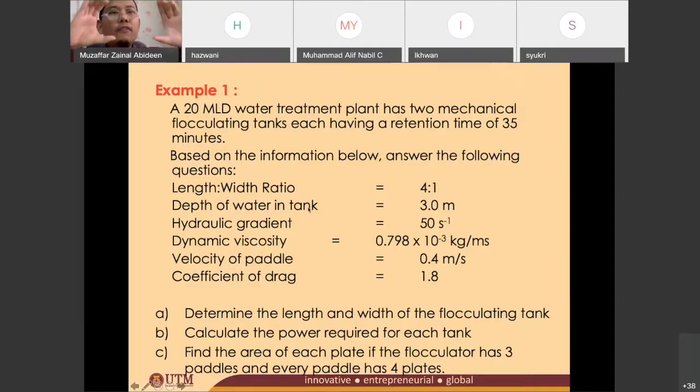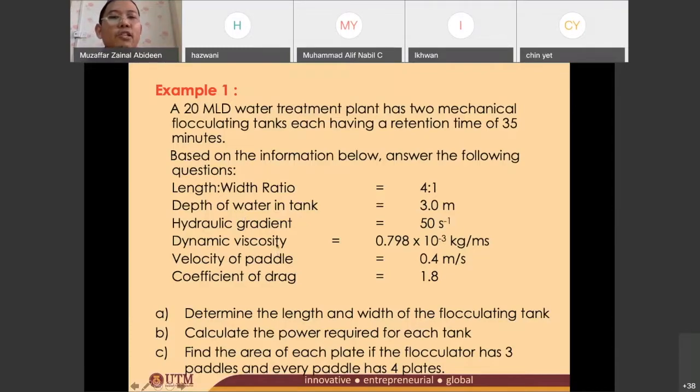Let's say you have a flocculation tank like this. The depth is actually 3 meters. The ratio of the length and the width is 4:1. Hydraulic gradient, 50 per second. What is the hydraulic gradient in symbol? Anyone know? Can I have some voice, please? G. G, thank you. So the hydraulic gradient is G.